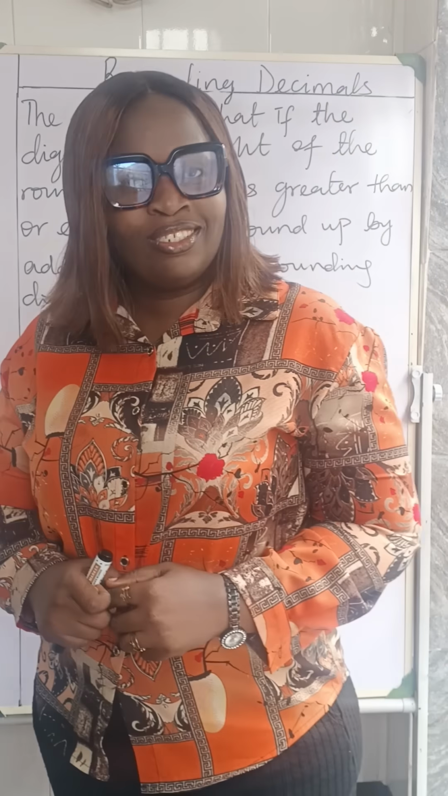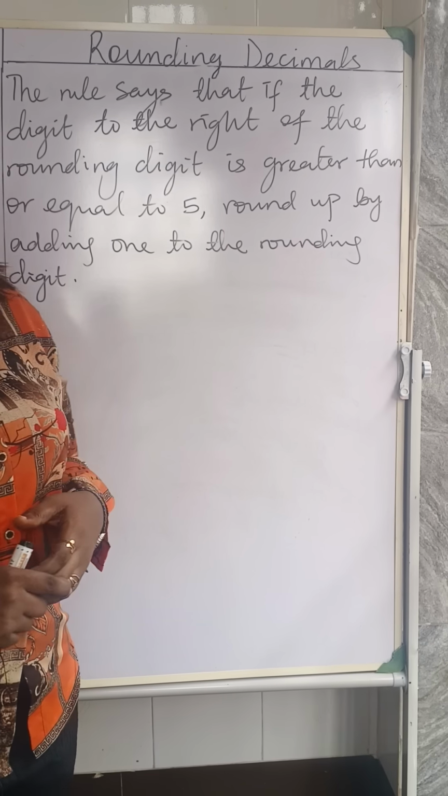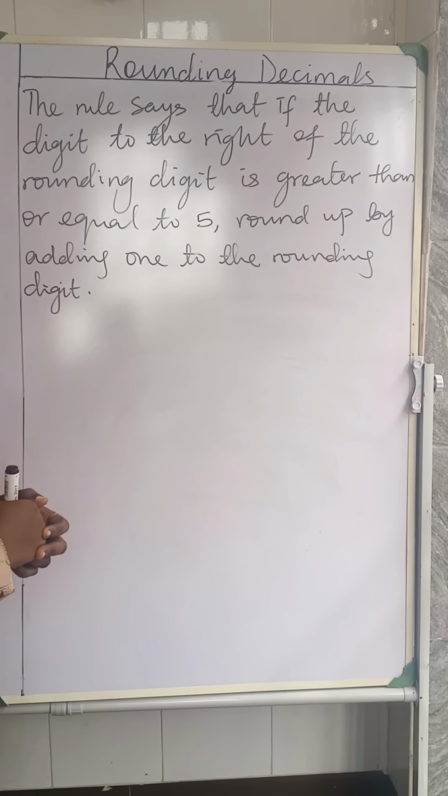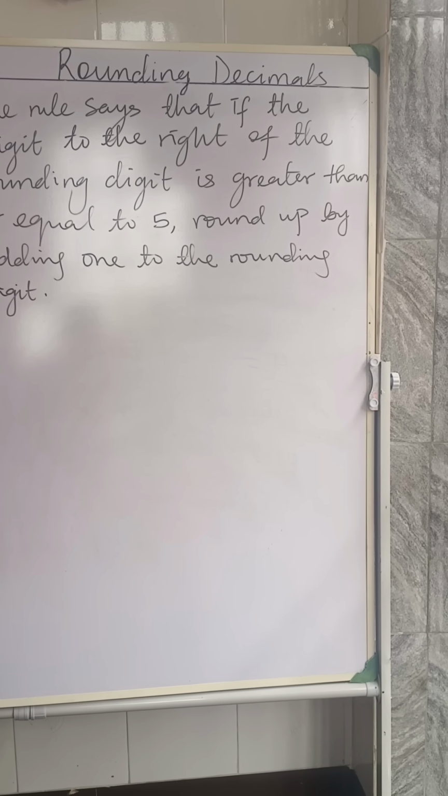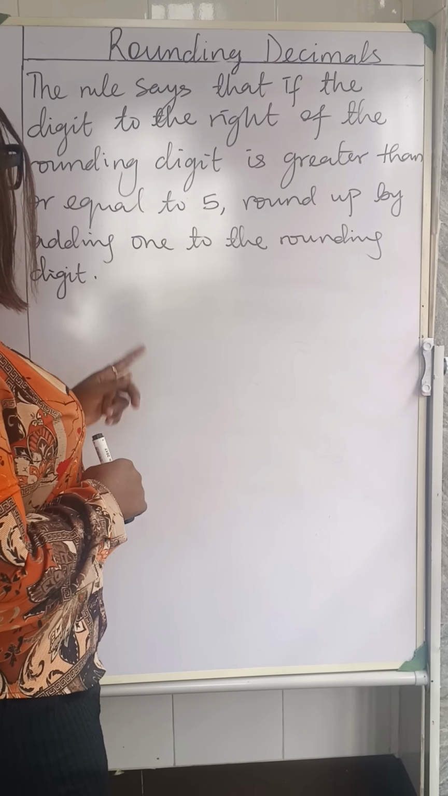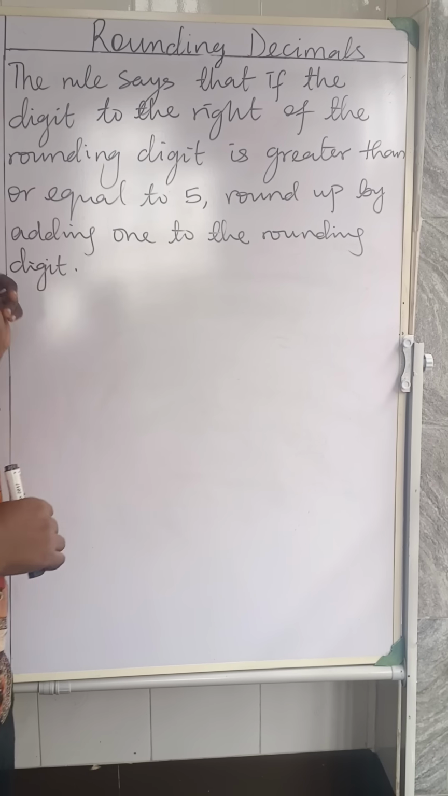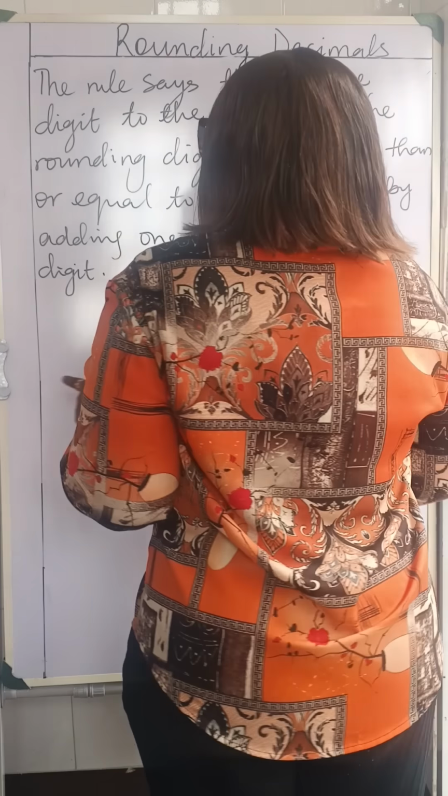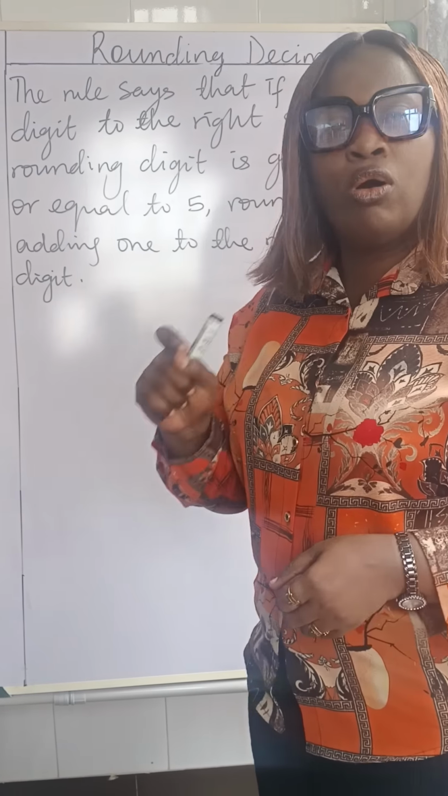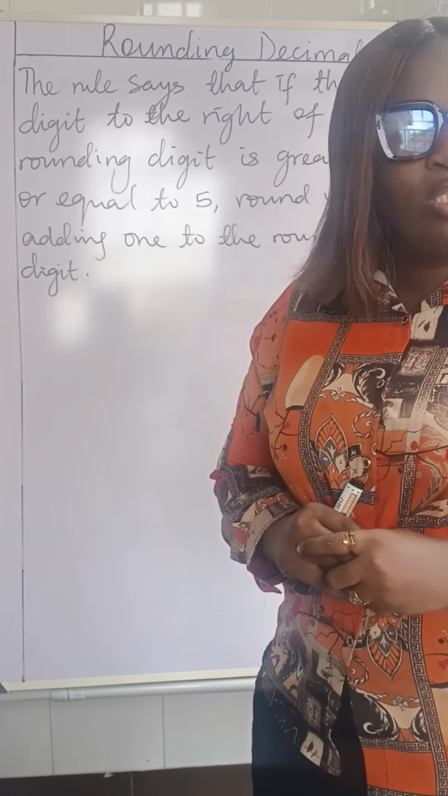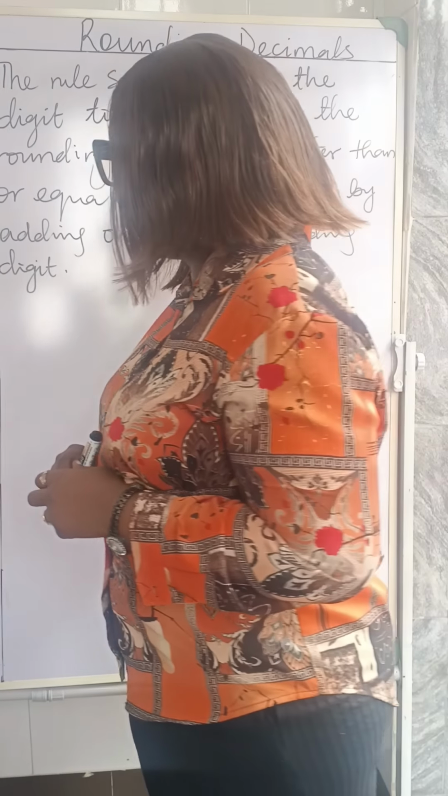Today we'll be looking at an interesting topic, rounding of decimals. Let's look at the rule. The rule says that if the digit to the right of the rounding digit is greater than or equal to 5, round up by adding 1 to the digit. However, if the digit to the right is not up to 5, you should round down. That means you should just leave the rounding digit alone if it's not up to 5.